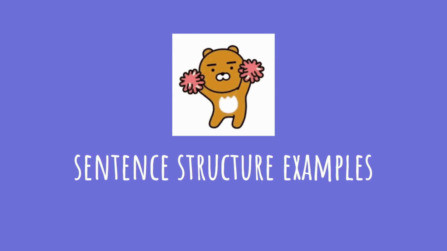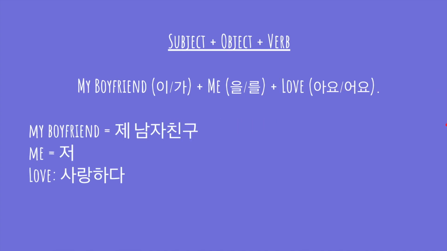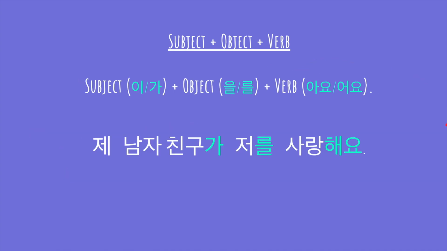Let's look at some sentence structure examples. Our first sentence structure example is a reminder of the one that we learned in week 1's lesson. Subject, then object, then verb. Right now, we're trying to say that my boyfriend loves me. In this case, the subject would be my boyfriend, the object would be me, and the verb is love. We'll have the subject, then the subject particle, the object, then the object particle, the verb, and then the conjugation. That would look like 제 남자친구가 저를 사랑해요.